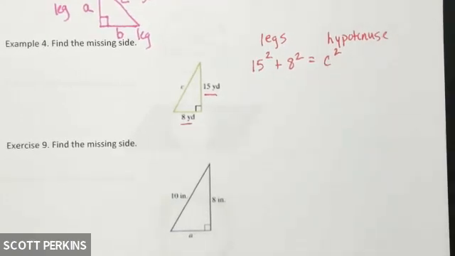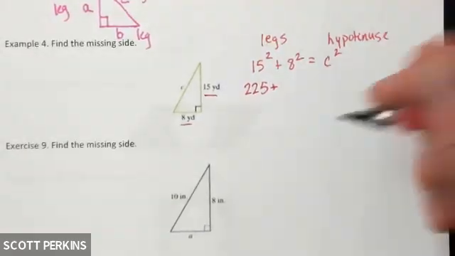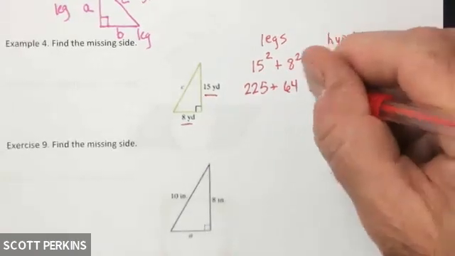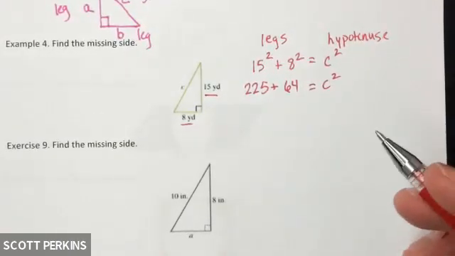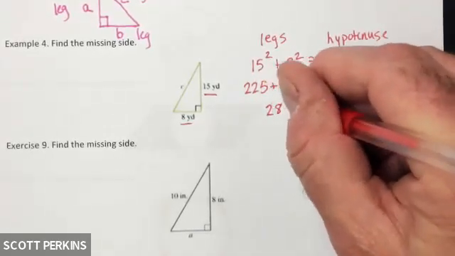At this point, it just becomes kind of a calculator problem. 15 squared, 15 times 15 is 225. 8 squared, 8 times 8 is 64. And that's equal to C squared. 225 plus 64, I think that's 289, but it's still early. You should always check.